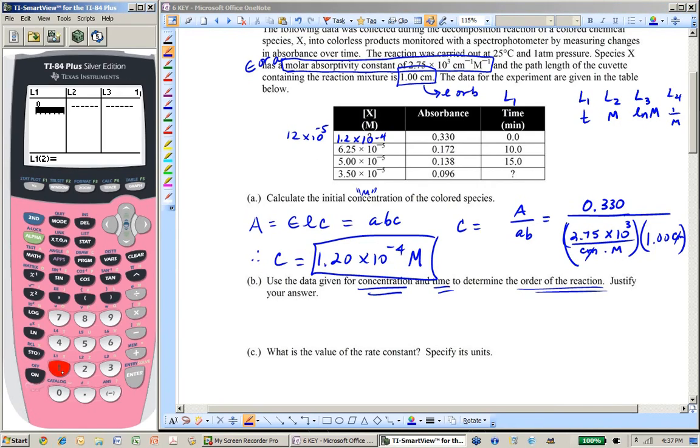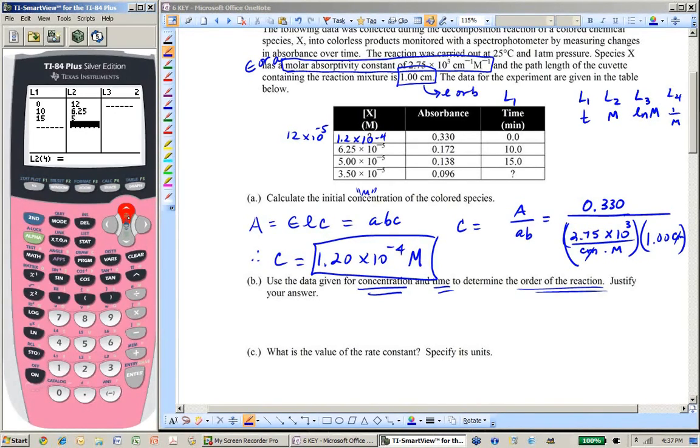So 0, 10, 15. Not very many data points. Okay, 0, 10, 15. Typing correctly is nice. I'm going to do the shortcut and go 12, 6.25. As time goes by, they already told me this stuff is disappearing, so these numbers make sense. And 3.5. 12, 6.25, 5, 3.5. Didn't need that one. That's going to cause an error later. Clear that one out. Delete.